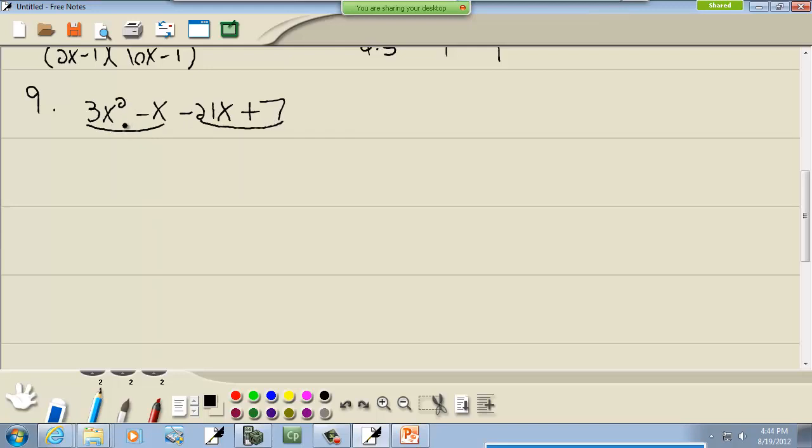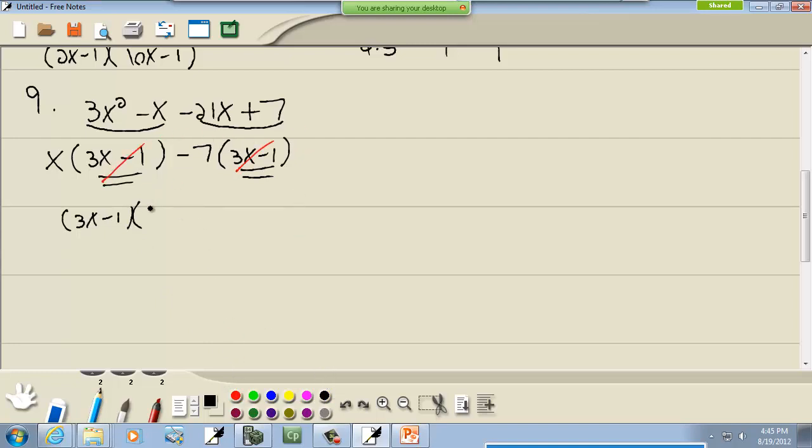Looking at only the first two terms, the first group, they have an x in common, GCF-wise. And that leaves us 3x minus 1. Second group, they're both divisible by 7, and my first term is negative. So I factor out negative 7, and that gives us 3x minus 1. Again, our goal is to get these parentheses the same, which they are. So I factor out 3x minus 1. And you can cross out the 3x minus 1s to see what goes in your second set of parentheses, which would be x minus 7. And that's our answer.